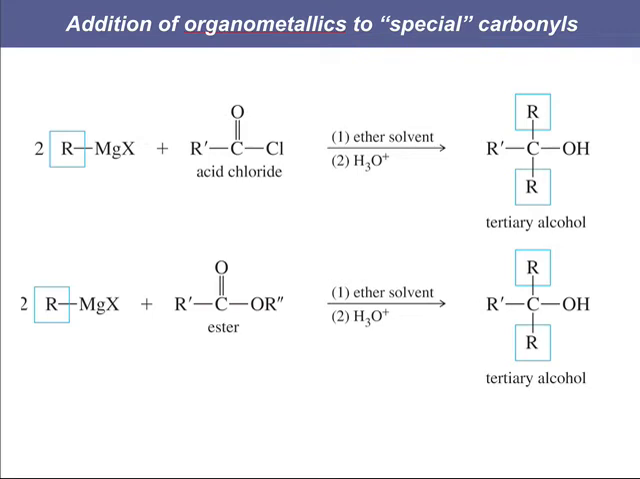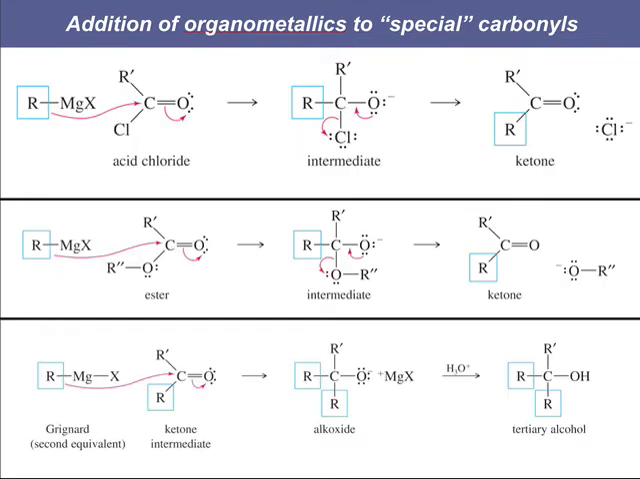So why is that? Let's look at a mechanism. Here's the addition of organometallics to these special carbonyls. The first step should be familiar to us. The R group acting as a nucleophile, with its bonded electrons being the nucleophilic electrons, is going to attack the carbon and kick off the pi electrons onto the oxygen. That gets us this intermediate where we've added 1 of our R groups. But what's unique here is that the chloride is a pretty good leaving group already.